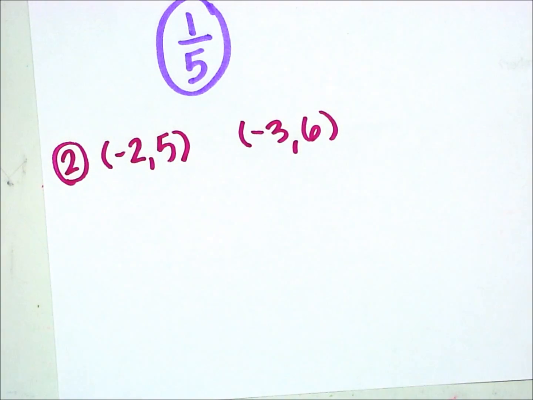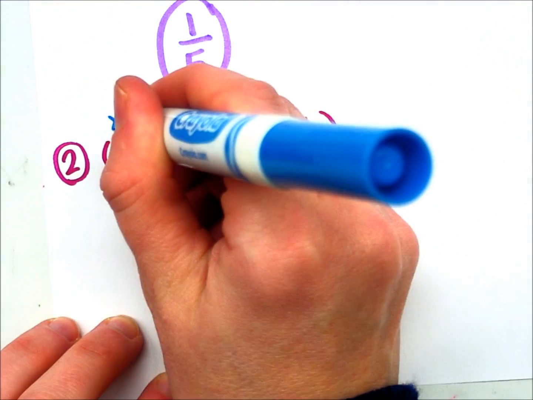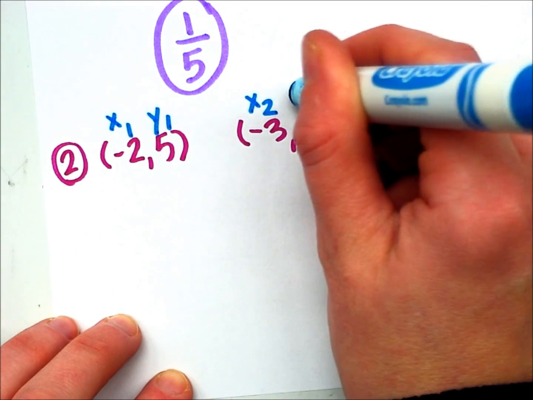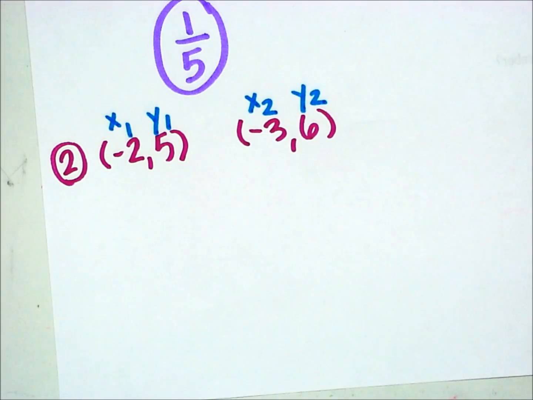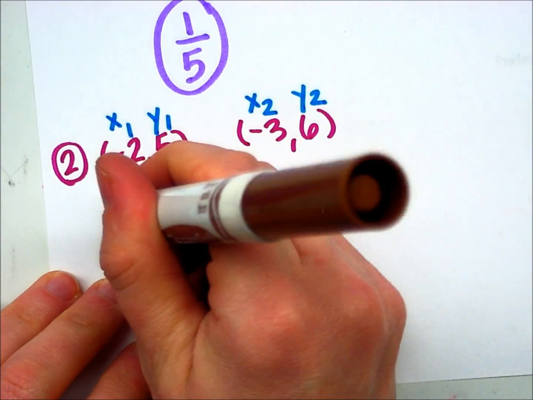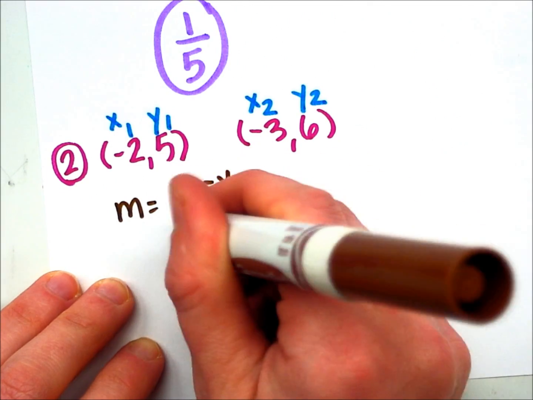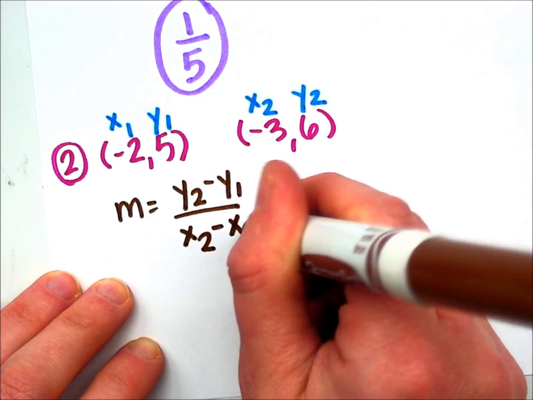So once you write down the ordered pairs, you want to label them. So this is always x sub 1, y sub 1. This is always x sub 2, y sub 2. Go ahead and get in the habit of labeling them. It will make your life easier. I'm going to rewrite my slope formula down. So that's y sub 2 minus y sub 1 over x sub 2 minus x sub 1.